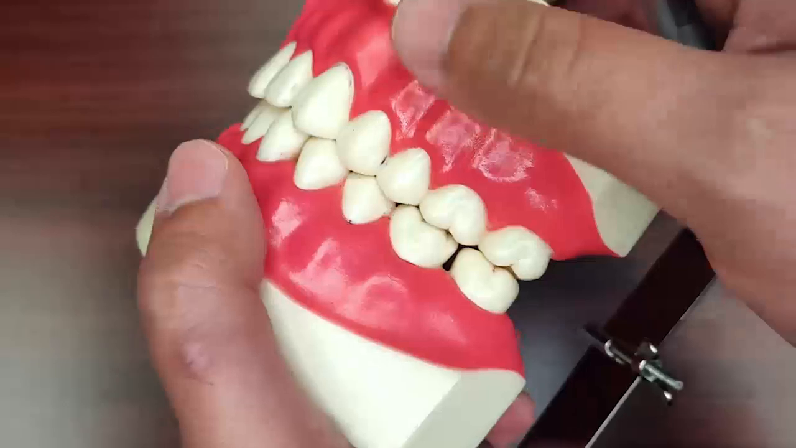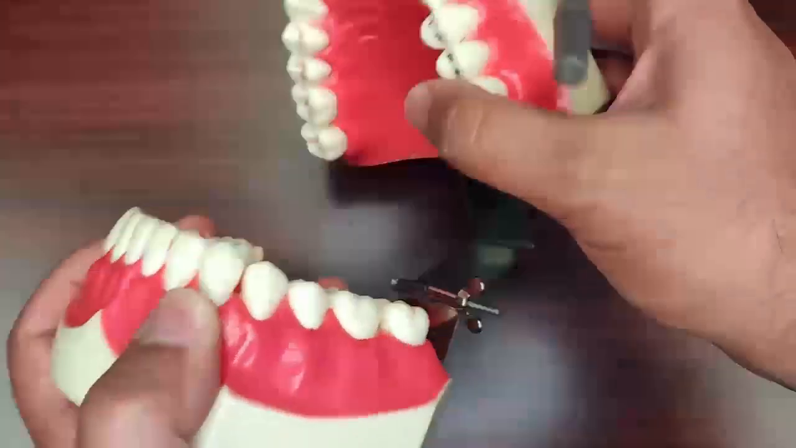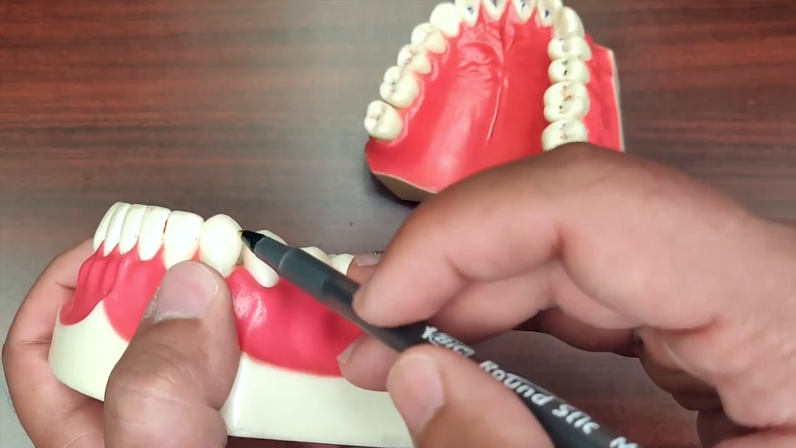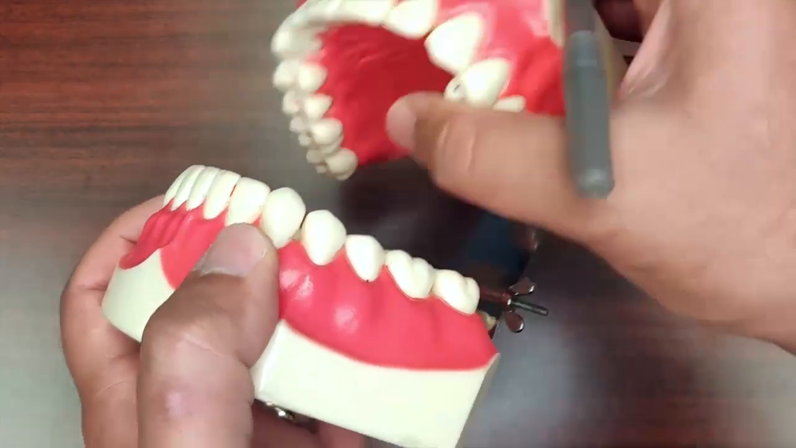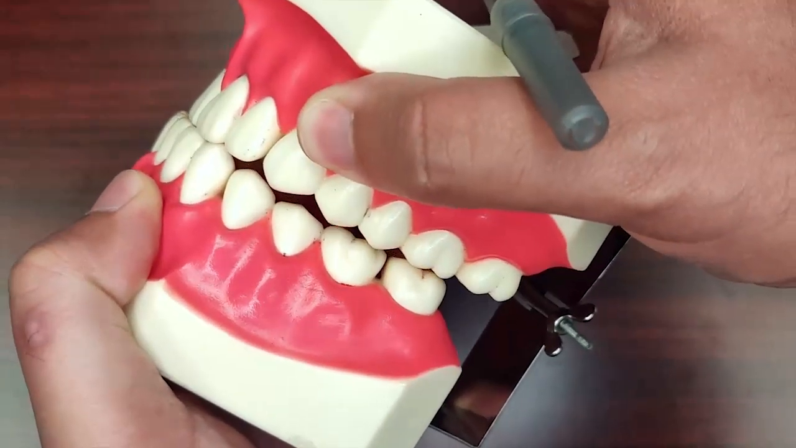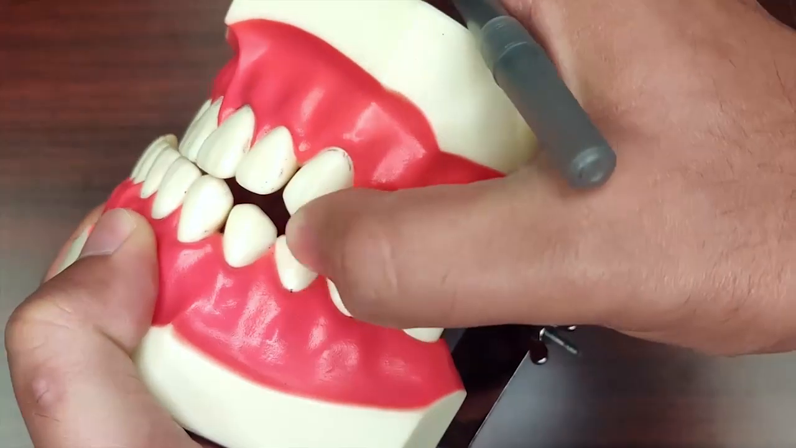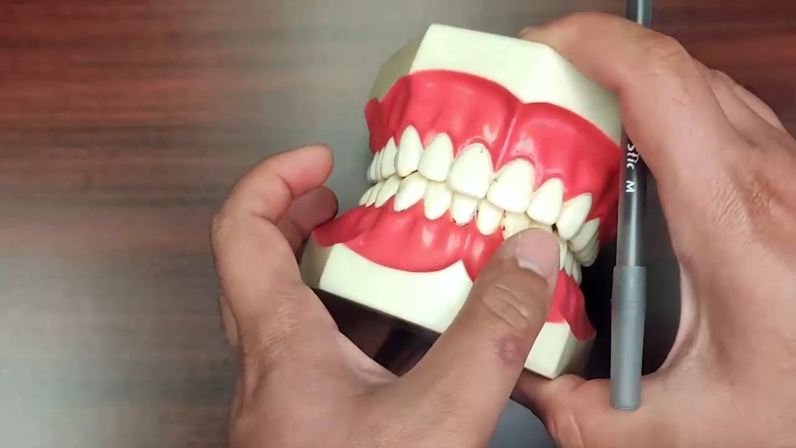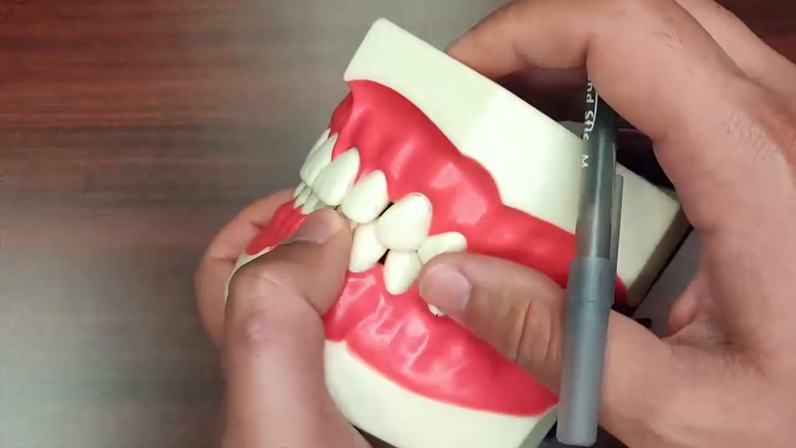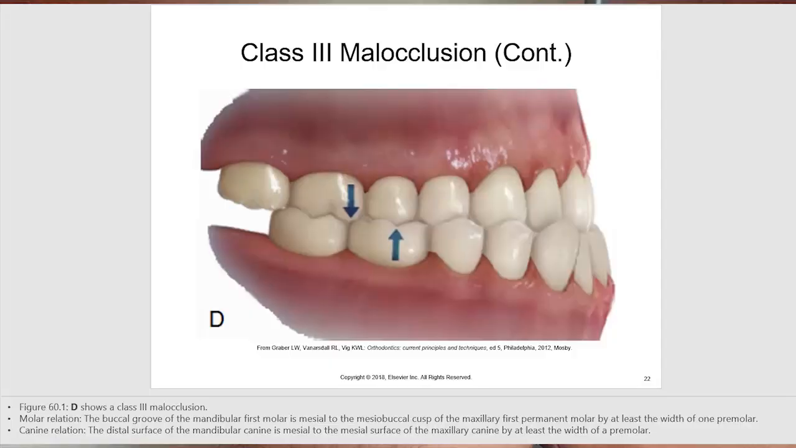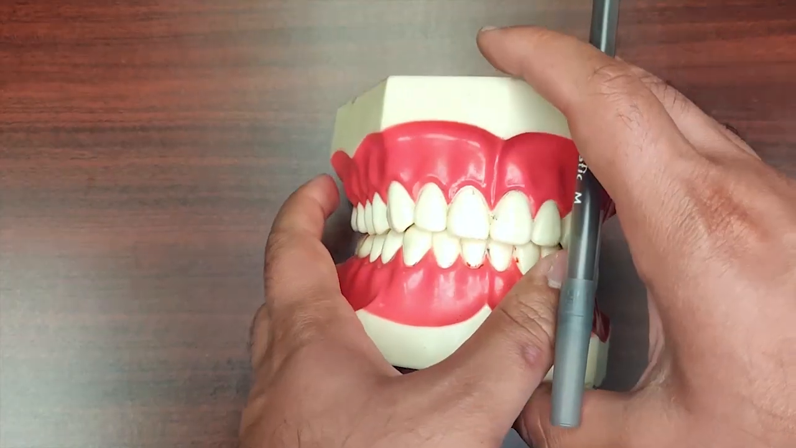In the canine relationship, the distal surface of the mandibular canine, again, let's open this and see. The distal surface of the mandibular canine is mesial to the mesial surface of the maxillary canine. So if we do this, you can see that it is mesial to the mesial of the maxillary canine by at least the width of a premolar again. The mandibular incisors are in complete crossbite.